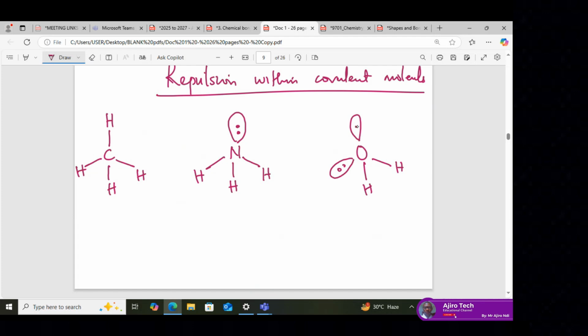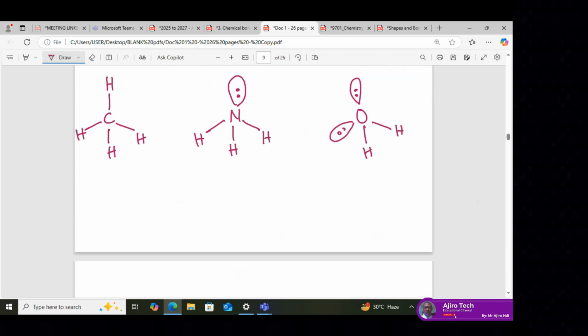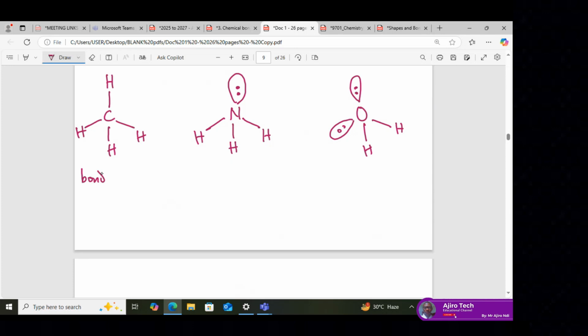Good. So what type of repulsion do we have? Here we only have bond pair repulsion. Bond pairs repelling each other. Why would they repel each other? Each bond pair contains 2 electrons. 2 electrons here repel the 2 electrons here. They repel themselves as much as possible. They stay away from each other and don't move close.